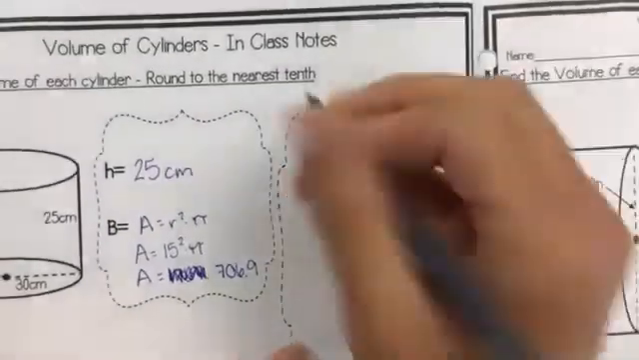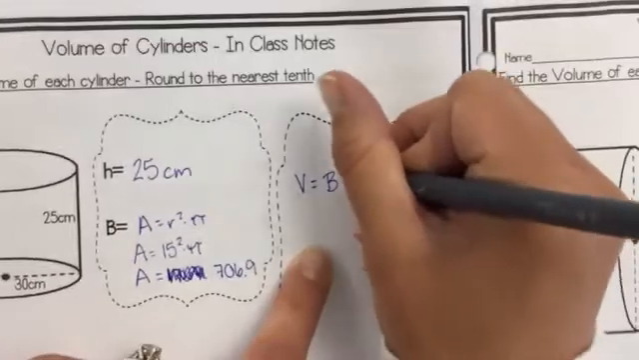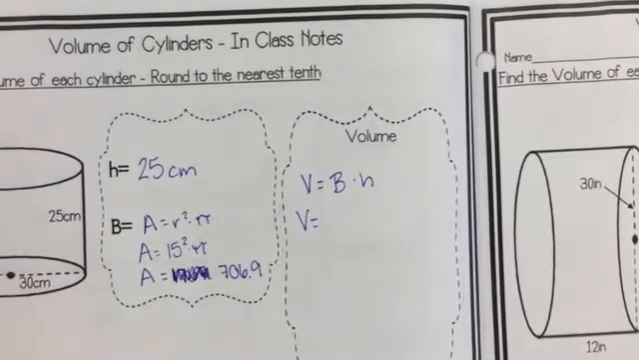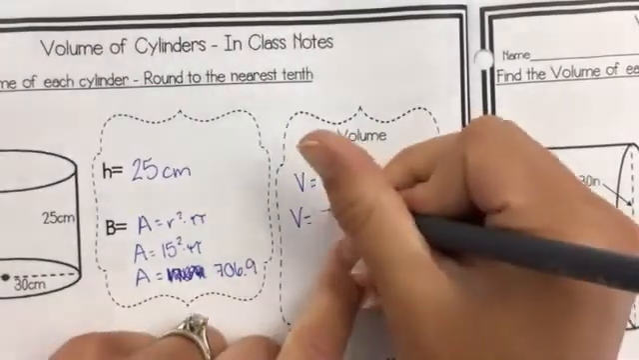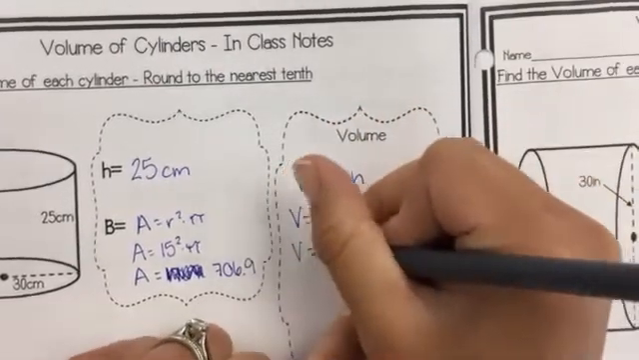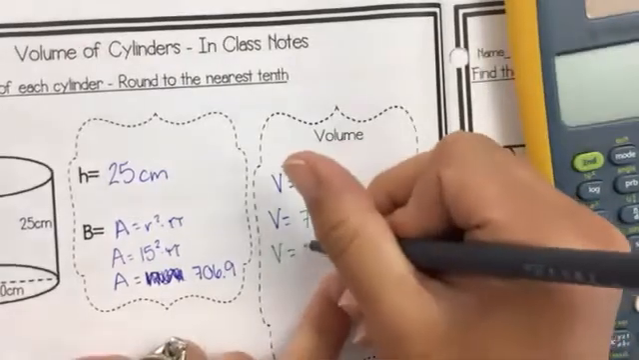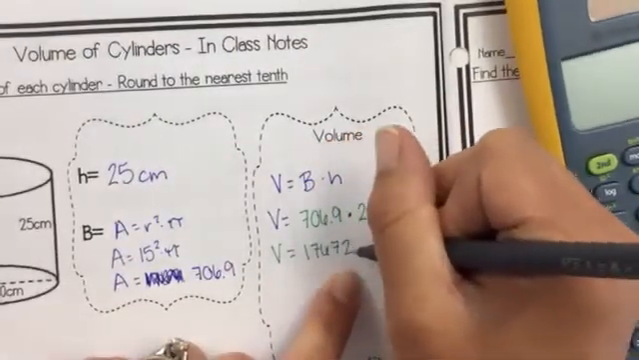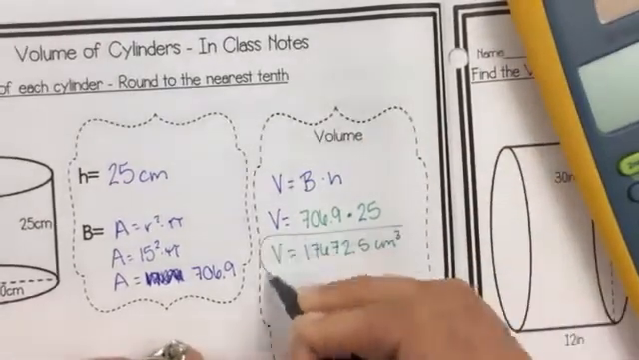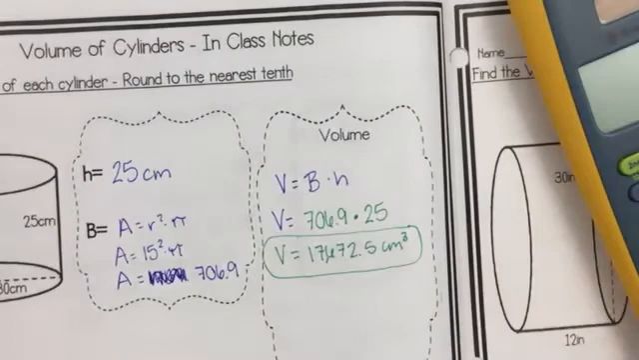So then to do your volume, remember that you're going to do the area of the base, that's what the big B stands for, times the height. So our volume, we're going to take that 706.9 and multiply it times the 25. 17672.5, and it's centimeters cubed. Okay, perfect. Make sure to throw a comma in there so I know that it's 17,672.